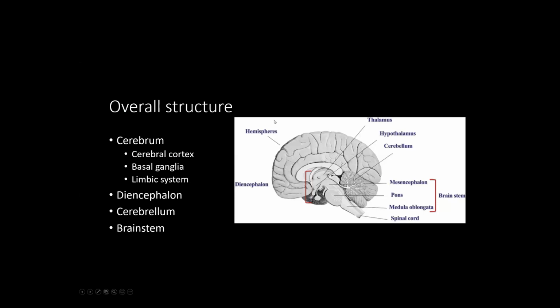It consists of the cerebrum, which is basically the top part, which contains the cerebral cortex, the basal ganglia, and the limbic system. Below, going from sort of front to back, is the diencephalon, which consists of the thalamus and the hypothalamus and the pituitary gland. And in the back, or caudally, is the appropriate way to say it, is the cerebellum, and then the brainstem, which is further broken down into the midbrain, the pons, and the medulla.